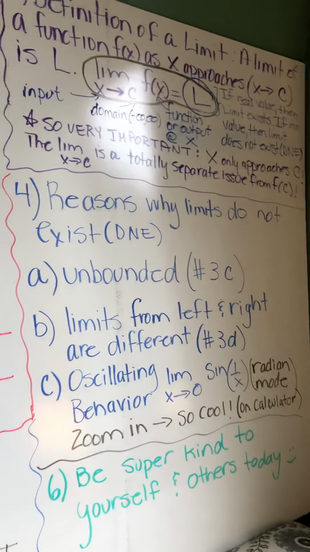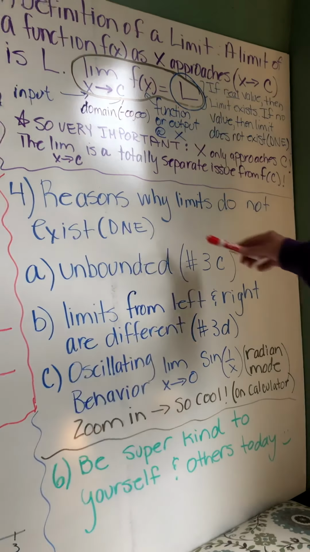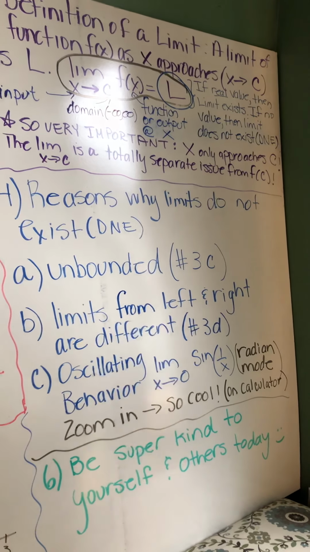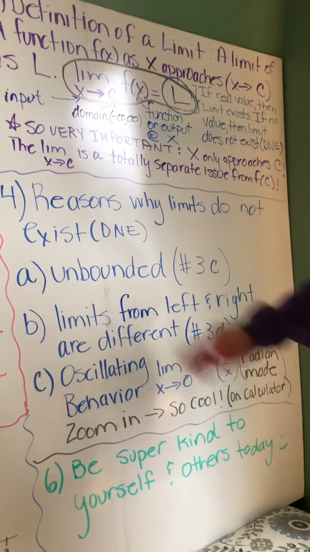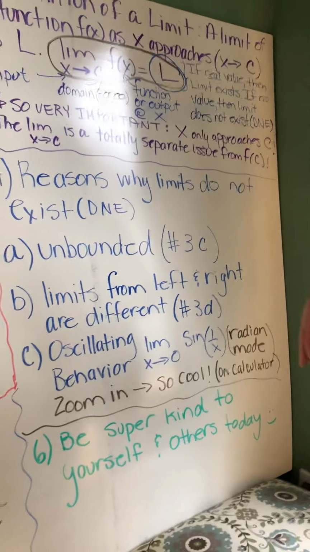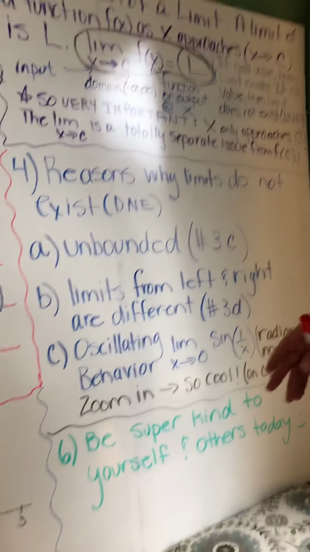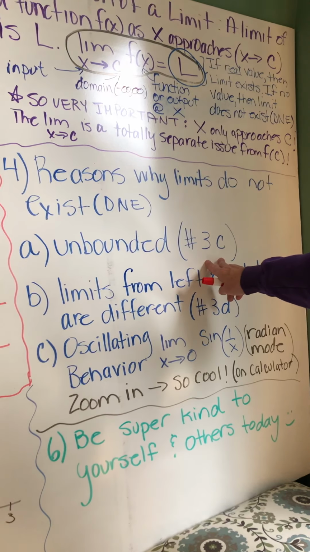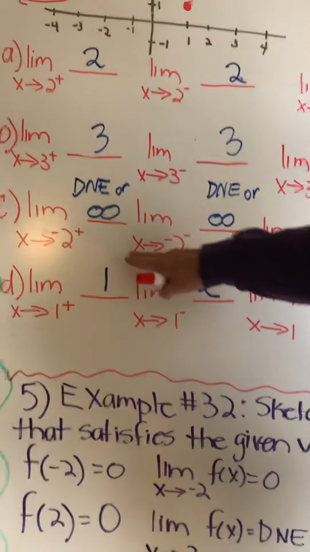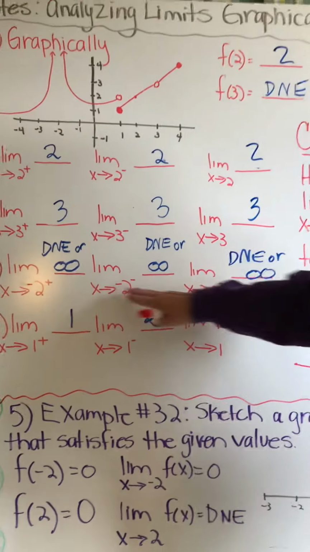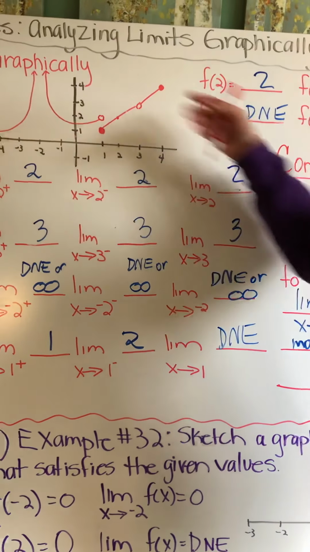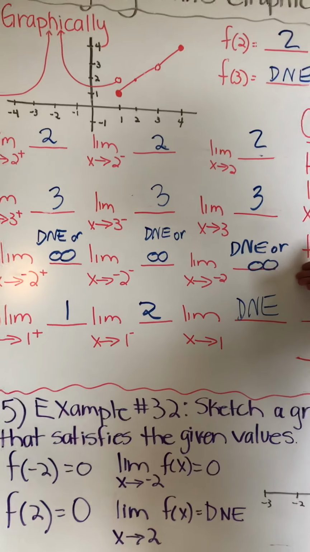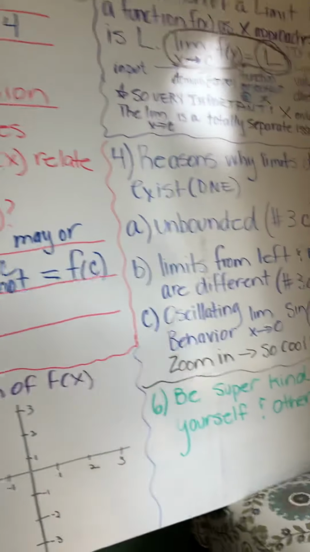So, what are reasons why a limit doesn't exist? Right, we have 3 written here. Here's some reasons why a limit would not exist, or DNE. A limit could be unbounded. Unbounded means approaching infinity or negative infinity, right? We saw that on 3C. Let's go over here. On 3C, we found that the function was unbounded. It was approaching infinity, right? That is a reason why a limit might not exist, due to unbounded behavior. Okay, we already saw that.